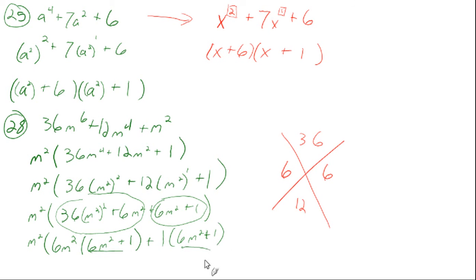And these two have a factor of 6m squared plus 1 in common. So you have 6m squared plus 1 times 6m squared plus 1. And if we wanted to write it a little shorter, 6m squared plus 1 squared, because it's exactly the same thing.